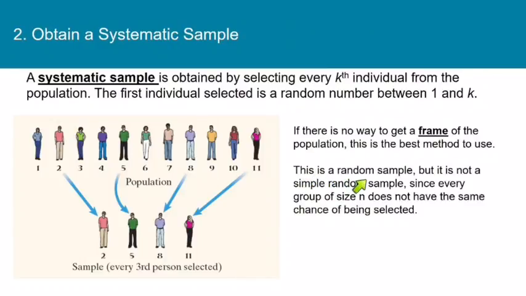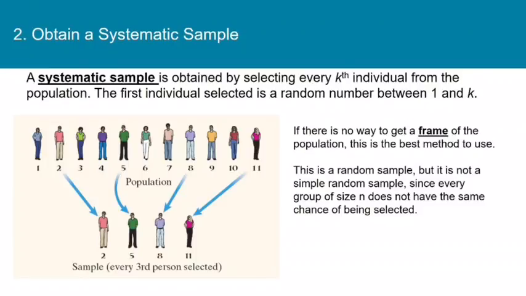And this is a random sample, but notice that it is not a simple random sample because every group of size n does not have the same chance of being selected. So let's look at this. Group 1, 4, 7, 10 had the same chance of being selected as group 2, 5, 8, 11, but what about group 1, 2, 10, 11? That group had absolutely no chance of being selected because those people are not an equal distance apart.